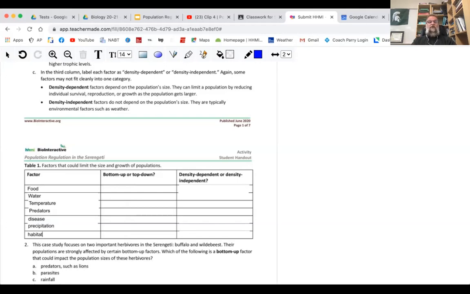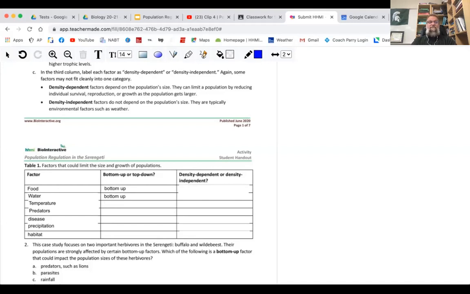Then what they would like you to do is go through and identify whether each one is bottom up, top down, or neither. And then whether it's density dependent or density independent. So another place to give me a quick pause, and then we'll come back and check ourselves. Again, welcome back. So food is definitely a bottom up. Water also is a bottom up. We consume water, it is necessary for our survival.